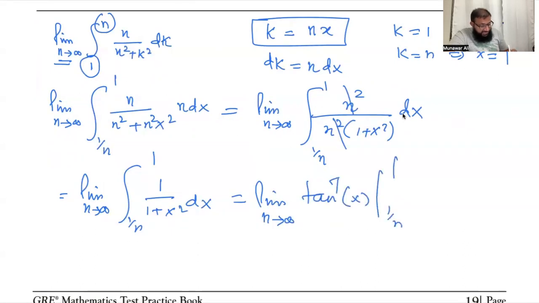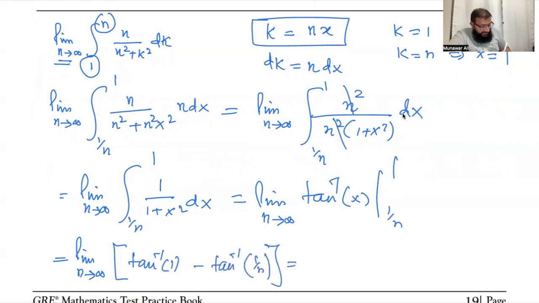From 1 over n to 1, which is equal to limit n goes to infinity of tan inverse 1 minus tan inverse 1 over n. Now you can apply the limit. Tan inverse 1 minus tan inverse 1 over n, when n goes to infinity, the second term becomes 0.